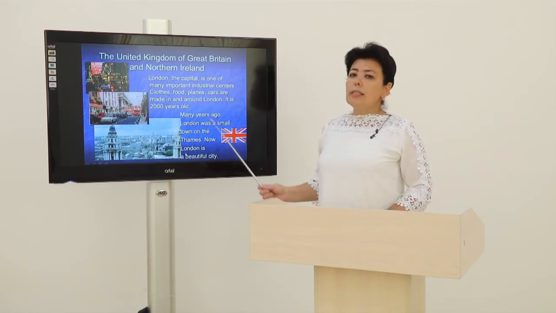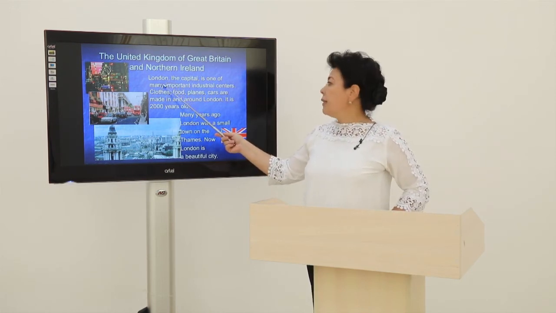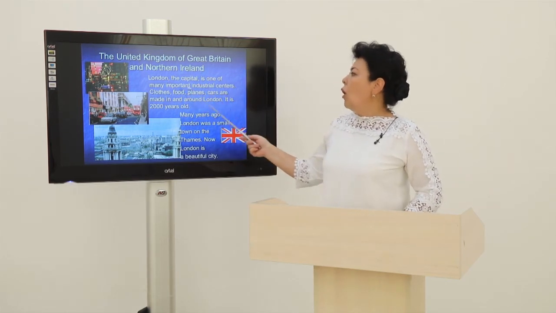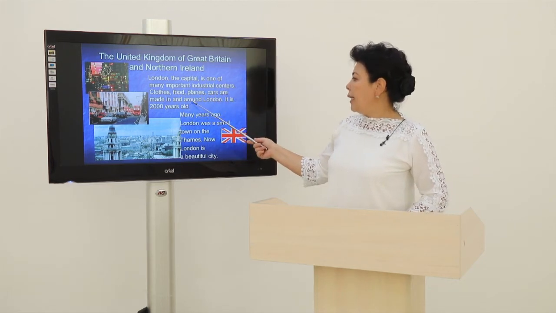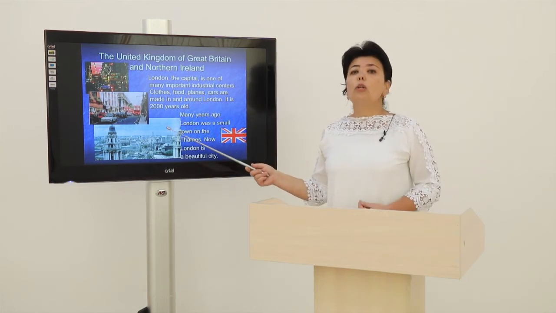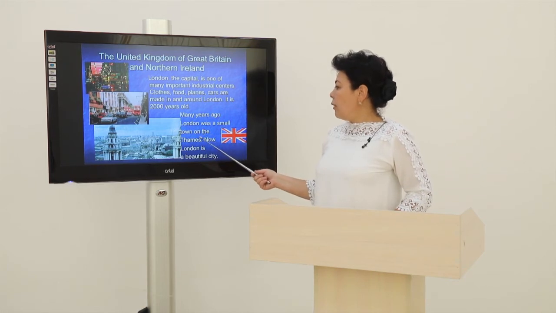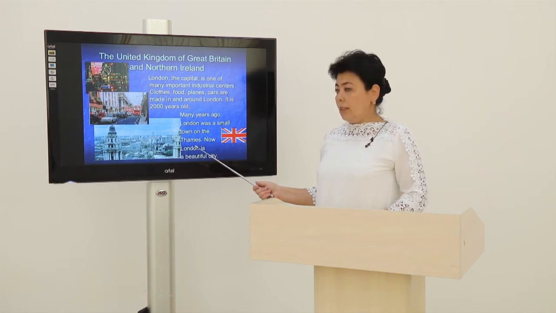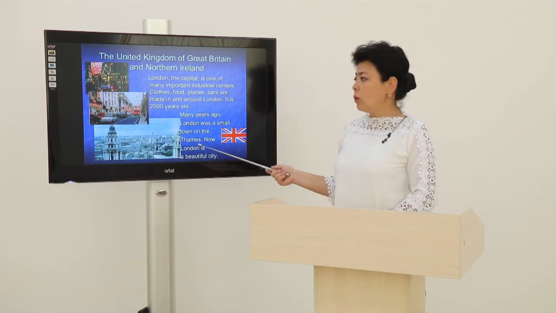So, what is the capital of the United Kingdom? The capital is London. London is one of the many important industrial centers. Clothes, food, planes and cars are made in and around it. It is 2,000 years old, which means London is one of the oldest cities. Many years ago, London was a small town on the Thames. Now London is a beautiful city.